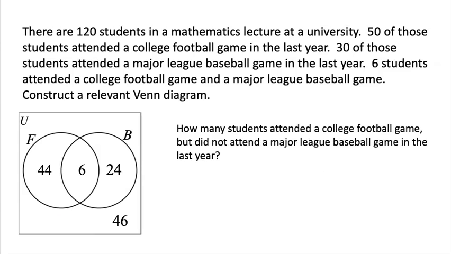How many students attended a college football game but did not attend a Major League Baseball game in the last year? So they attended football but did not attend baseball. So how do we define that in terms of set notation? Football and baseball complement. Football and not baseball. So if we look at our diagram, football is here, not baseball moves me out of the overlap and just into the 44. So football and not baseball gives us a total of 44 people in that group.